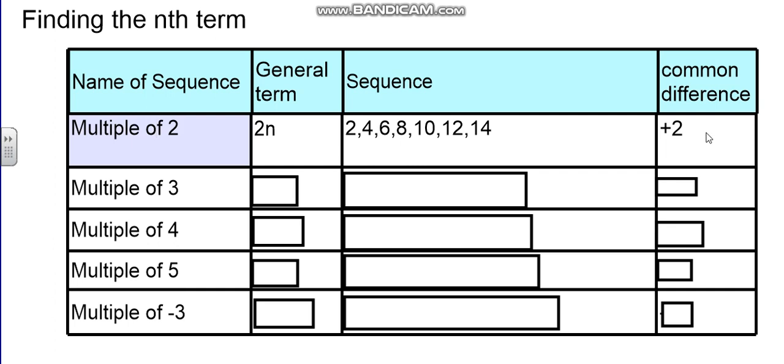What I'd like you to do is pause and have a go. See if you can do the multiples of 3. What would the general term be? What would the sequence look like? What would the common difference look like? And fill that in. And then the last one, we've got multiples of negative 3. So think very carefully about that one. Pause and see if you can fill that table in.